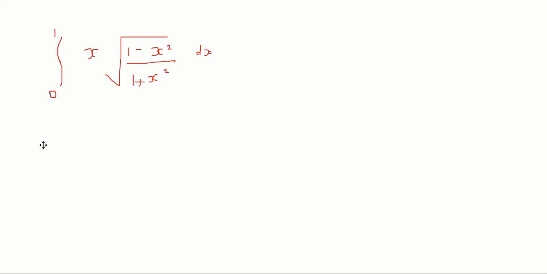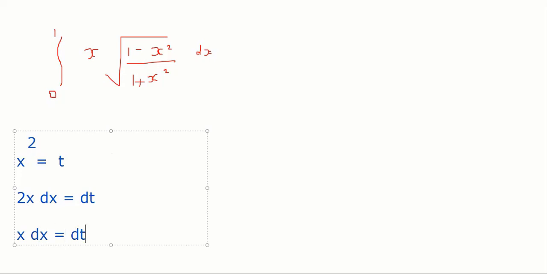Let's assume x square equal to t. Can anybody tell me why I'm assuming x square equal to t? Because I'm trying to remove the x first, not the square root. If x square equals t, what will happen? So 2x dx is equal to dt. We need x dx, that is the point. So x dx equals dt by 2.